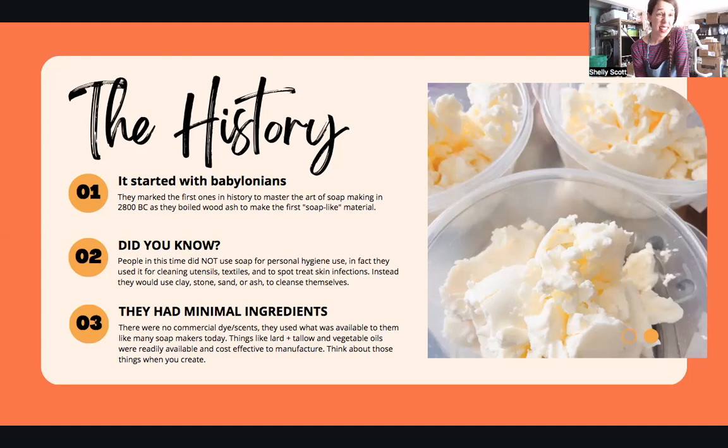Back then, there were no artificial dyes or scents, and they used things like oils from their animals, just like soap makers do today, to get back to the basics and use those old timey traditions as a more natural approach to skincare. Things like lard and tallow, using fats from buffalo and deer, were used back then. Vegetable oils were readily available. They were super cost effective to manufacture back in the day.